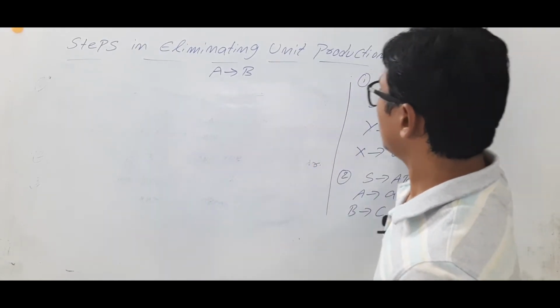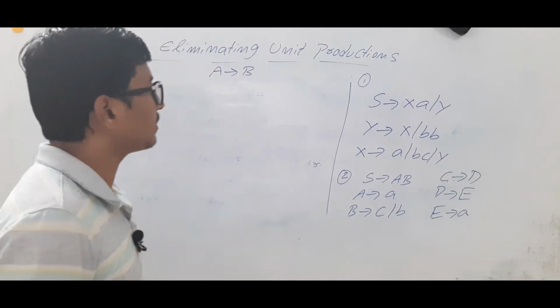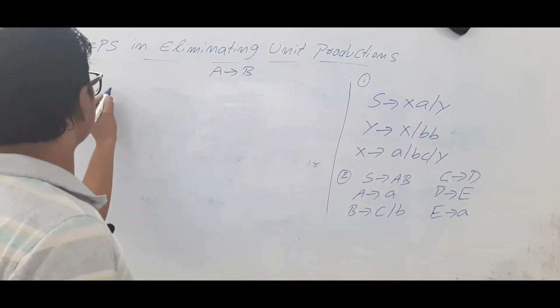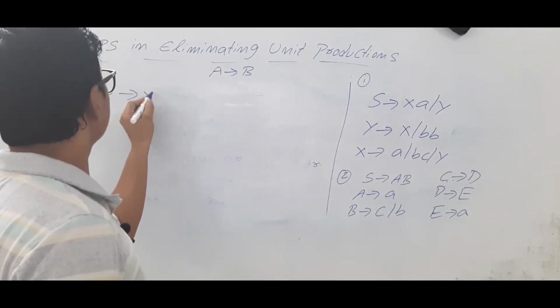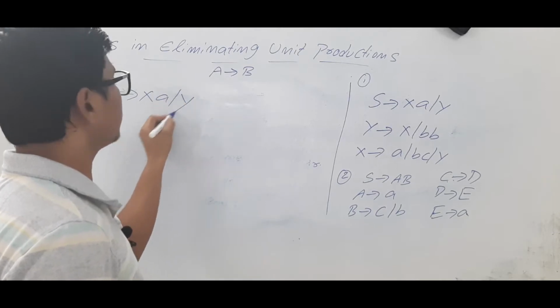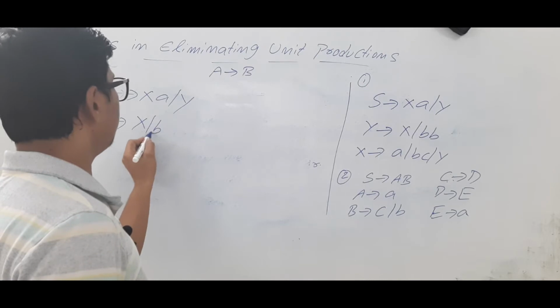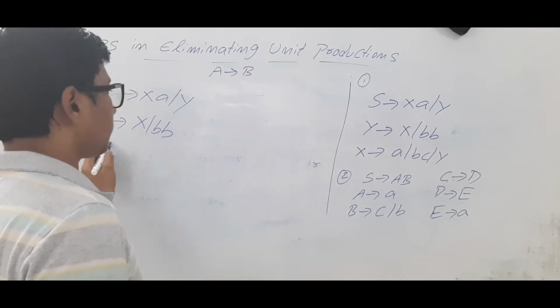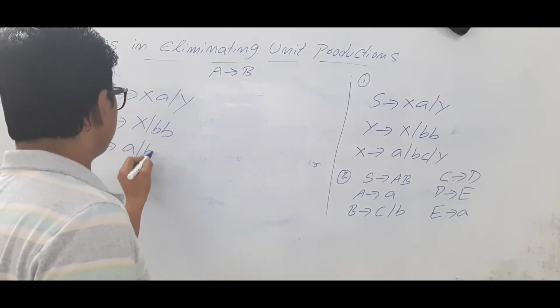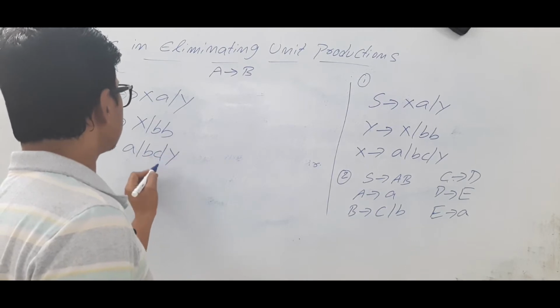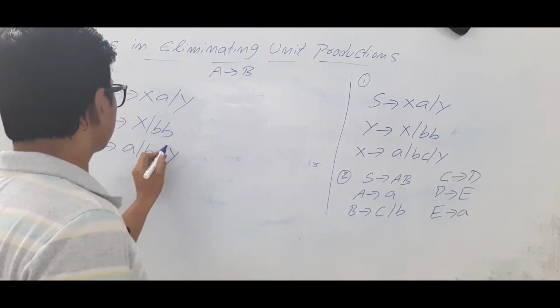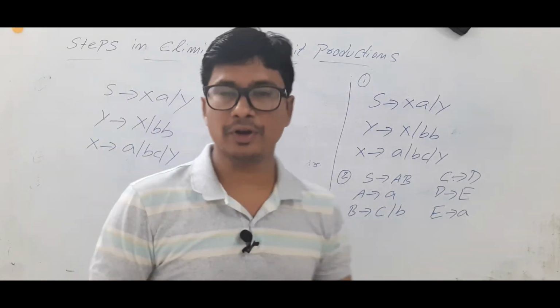Now we will solve example 1. Example 1, let me write it here. S determines XA, Y is there. Y determines X, BB is there. Then A determines A, B, C, then Y is there. So this is the production we have.